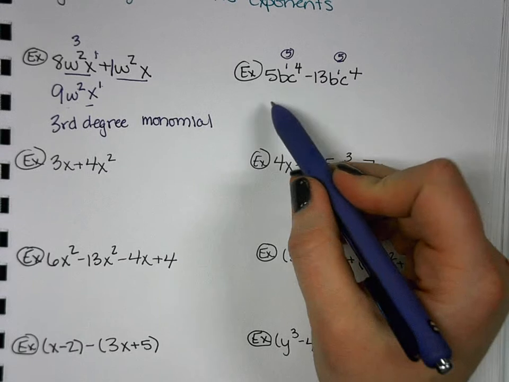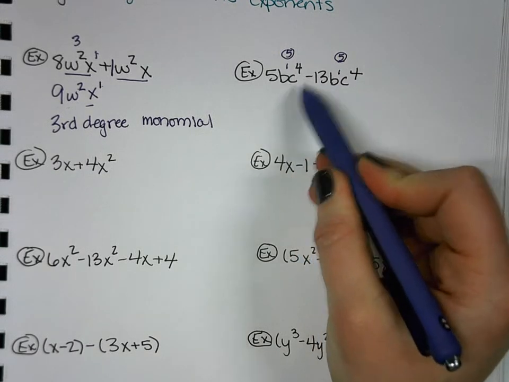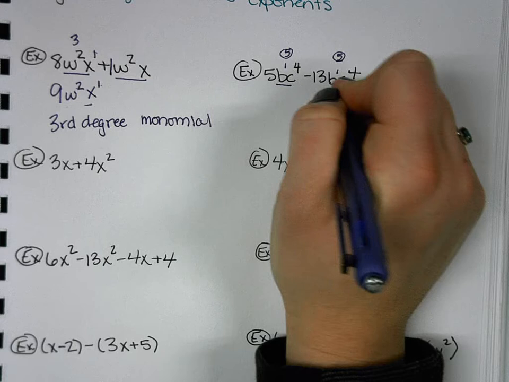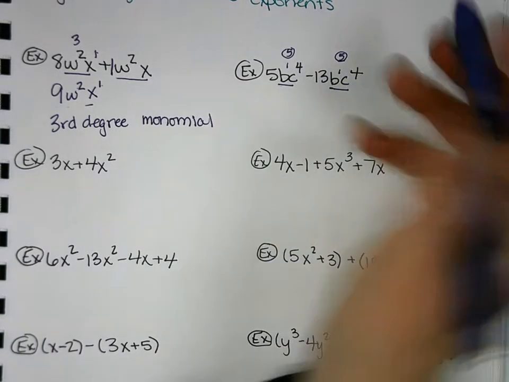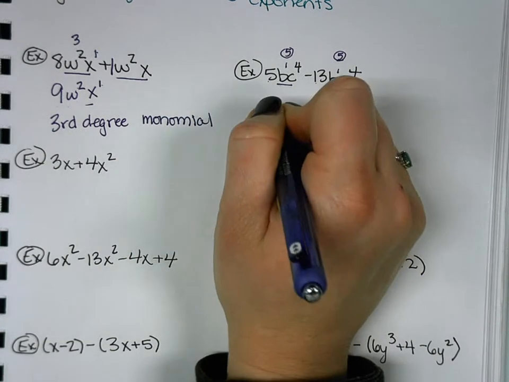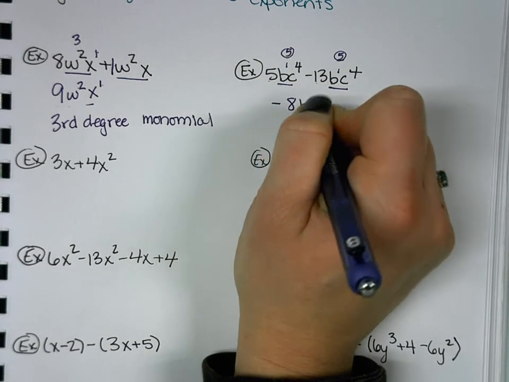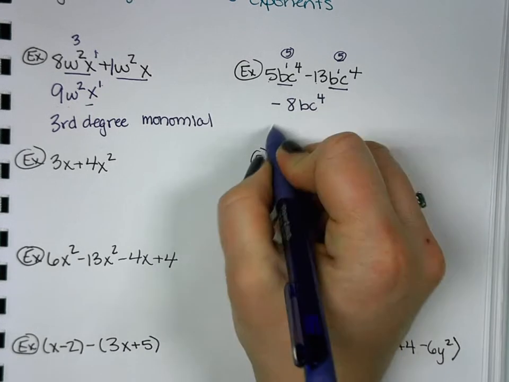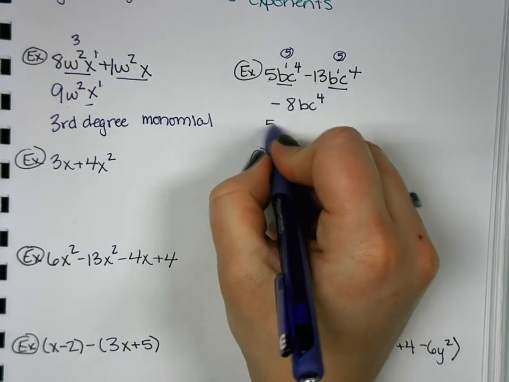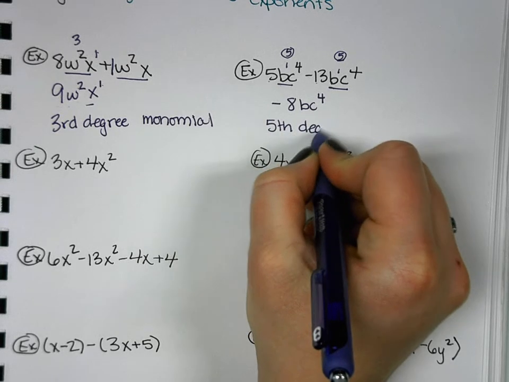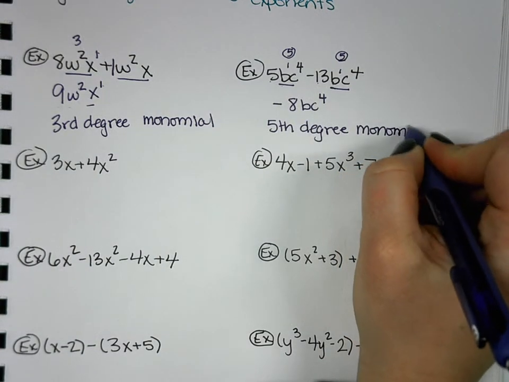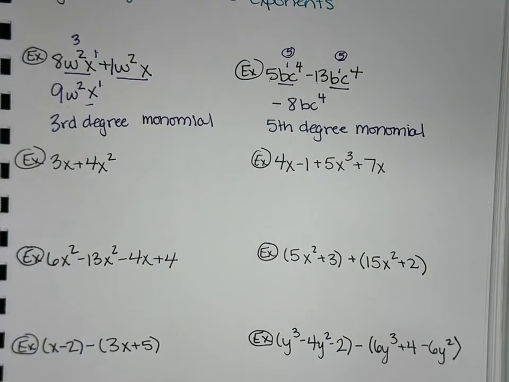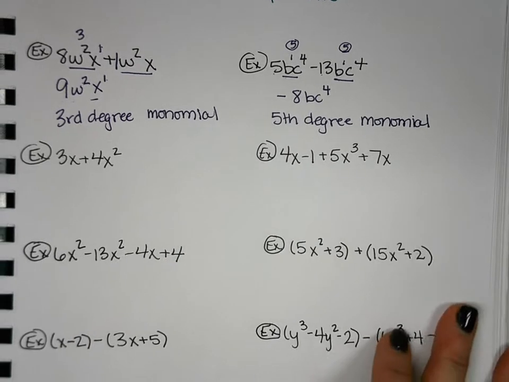On the second one here, are these like terms? So the variables, do they match exactly? Yes, because you have a b to the first and a c to the fourth. So we're going to add just the numbers in front. And then we can find that it's a 5th degree monomial. Okay, what about the third one?